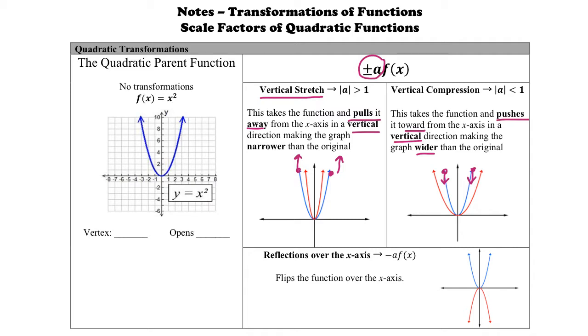The last transformation we have is a reflection over the x-axis. That only happens when a is negative. Doesn't matter what number, as long as a is negative, it reflects. So it takes this blue original and flips it over the x-axis.